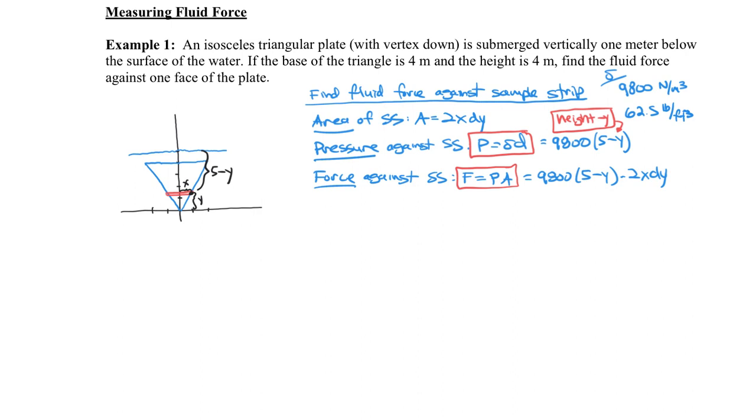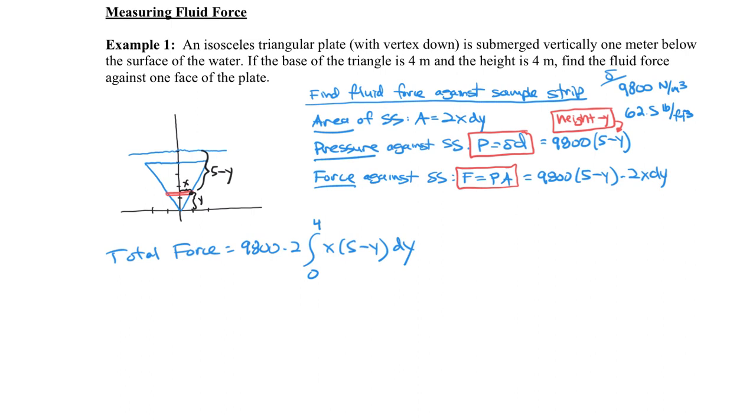So then to find the total force, we just integrate. I'm going to pull the constants out front, so we'll get 9,800 times 2 times the integral of x times (5 minus y) dy. And we're going to integrate wherever these strips are. The strips are going from 0 to 4, so we integrate where the strips are.